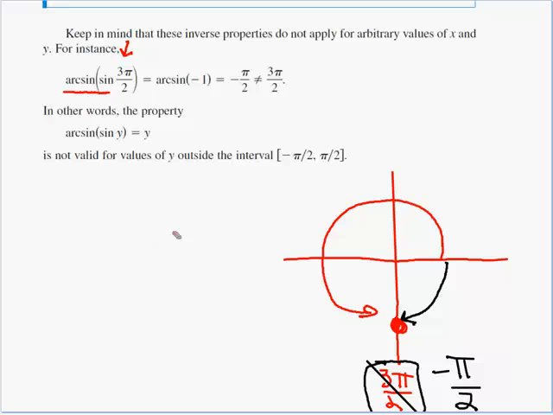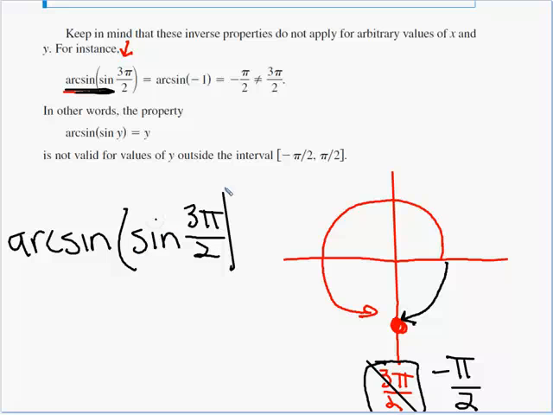So now if we go back to the original problem, I'm looking right here. Let me write it below. The arcsine of the sine of 3 pi over 2. What we did is look at the unit circle, and we just found a different way to write this angle. I can rewrite 3 pi over 2 as negative pi over 2.